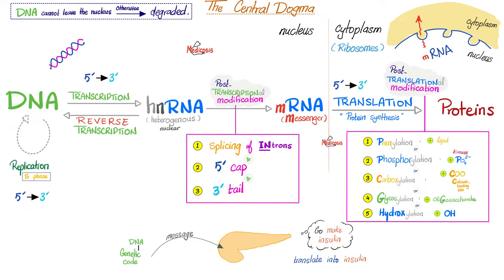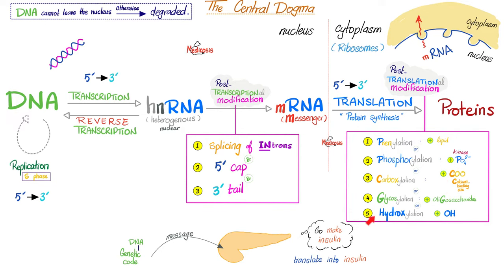Post-transcriptional modification was splicing the introns out and adding a cap and a tail. But the post-translational modification is not an and, it's an or. You can do phosphorylation or carboxylation or glycosylation, maybe more than one. But unlike post-transcriptional modification, it doesn't have to be all of them.